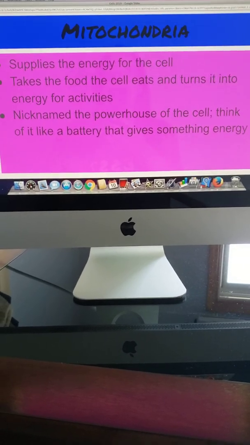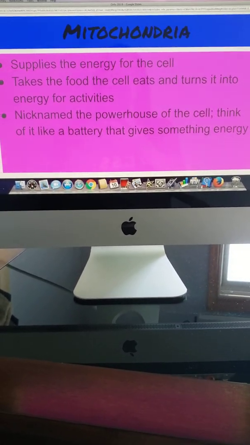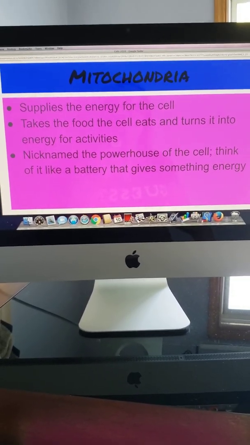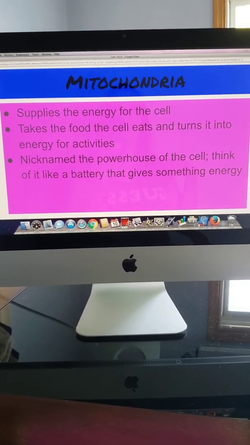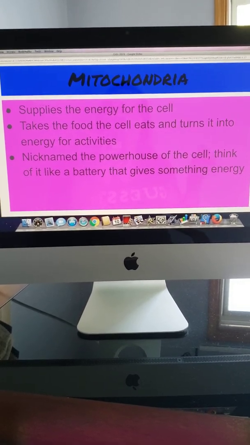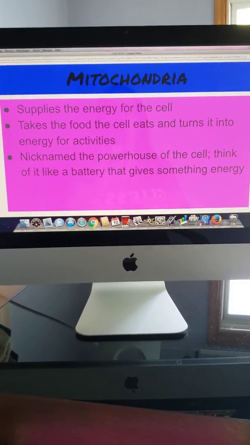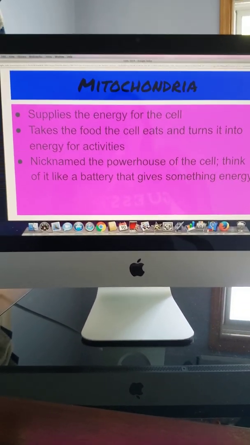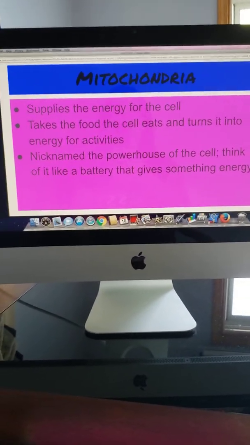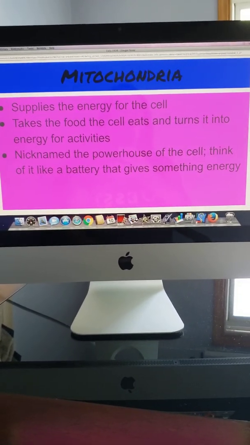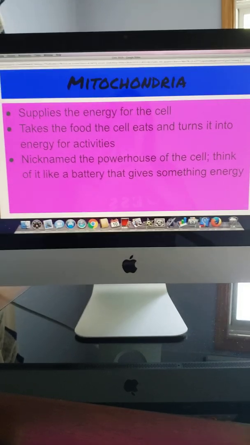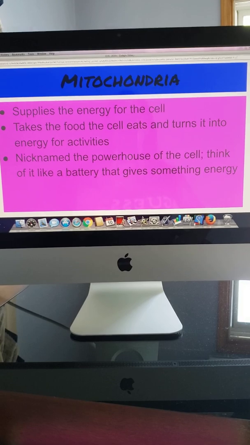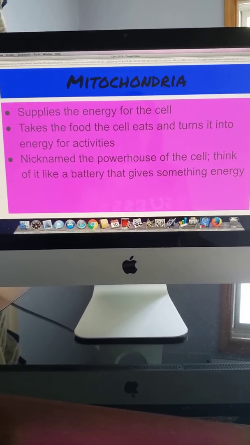This is what supplies energy for the cell. It takes food that the cell eats and turns it into energy. If we're talking about a plant cell, that food is going to come from photosynthesis, so making food from sunlight in the process of photosynthesis to create energy for the cell. We can also think of this like putting a battery in something. A battery helps power something up or give something energy. So the mitochondria is the powerhouse of the cell.